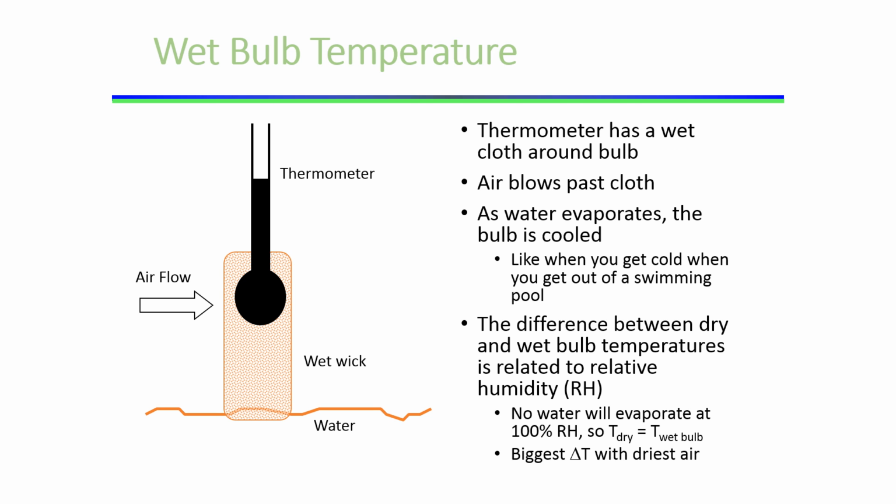So let's just talk about the wet bulb temperature first of all. A thermometer has a wet cloth around the bulb. The air blows past the cloth, and as the water evaporates, the bulb is cooled. It's kind of like when you get out of a swimming pool, you get cold if it's not very humid outside. So the difference between the dry and the wet bulb temperatures is related to the relative humidity. No water evaporates at 100% relative humidity, so the dry bulb temperature equals the wet bulb temperature. And the biggest delta temperature between those two is with the driest air.